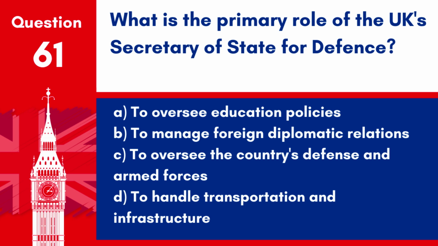Question 61. What is the primary role of the UK's Secretary of State for Defence? A. To oversee education policies. B. To manage foreign diplomatic relations. C. To oversee the country's defence and armed forces. D. To handle transportation and infrastructure.